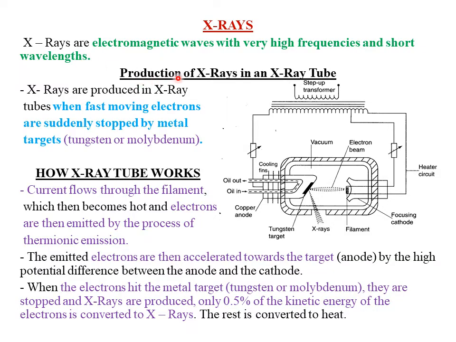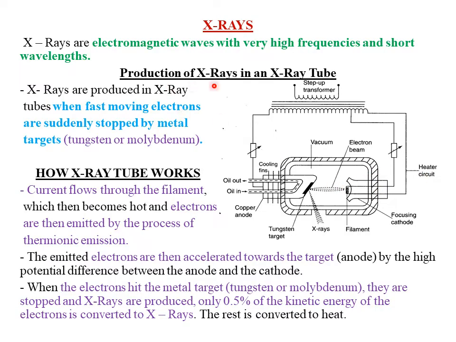Let's look at how we produce X-rays in X-ray tubes. This is what we are calling an X-ray tube. Of course, it has several features. We have a metal target, which we are calling the tungsten. We have the focusing cathode, whose role is to produce the cathode rays. Then we have the cooling fins. We have the copper anode. We also have the heater circuit. We shall look at the function of each and every part.